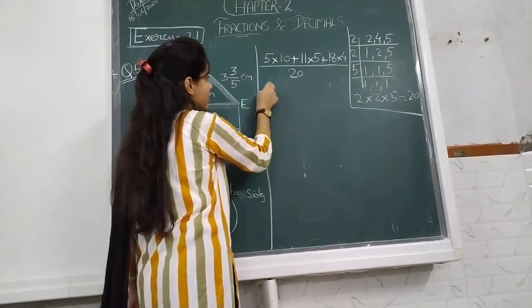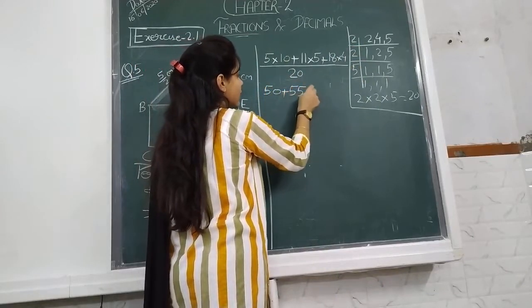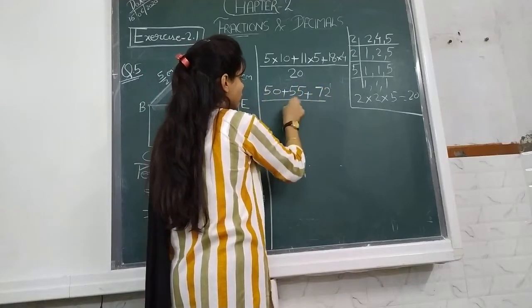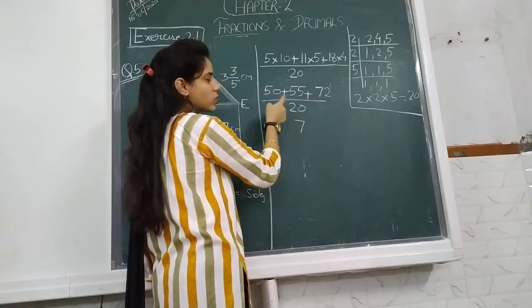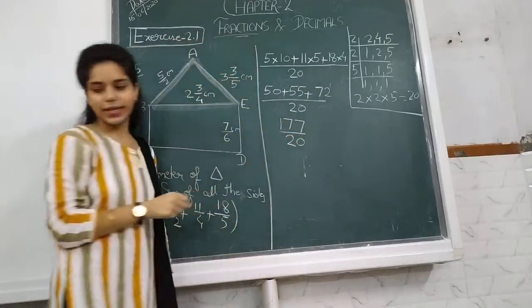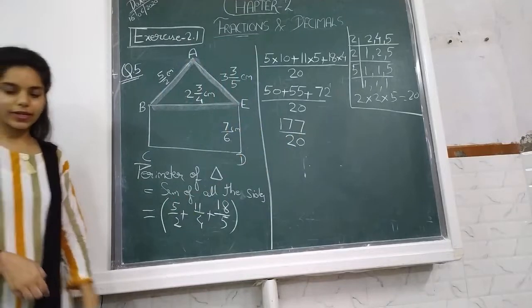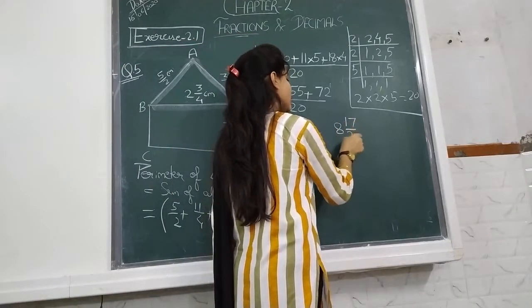Now 10 fives are 50, 11 fives are 55, plus 18 fours are 72, upon 20. So what will you get? 50 plus 55 plus 72 is 177 upon 20. So we got 177 upon 20. So it will be 8 17 by 20 centimeter.